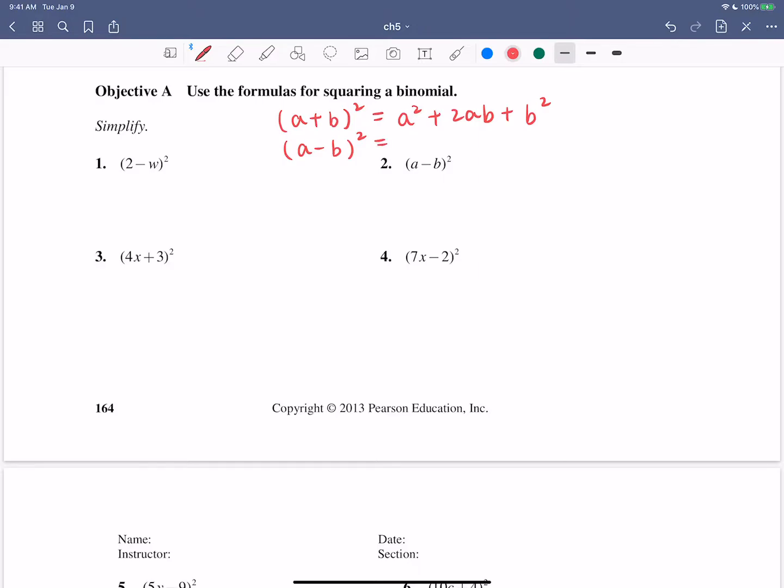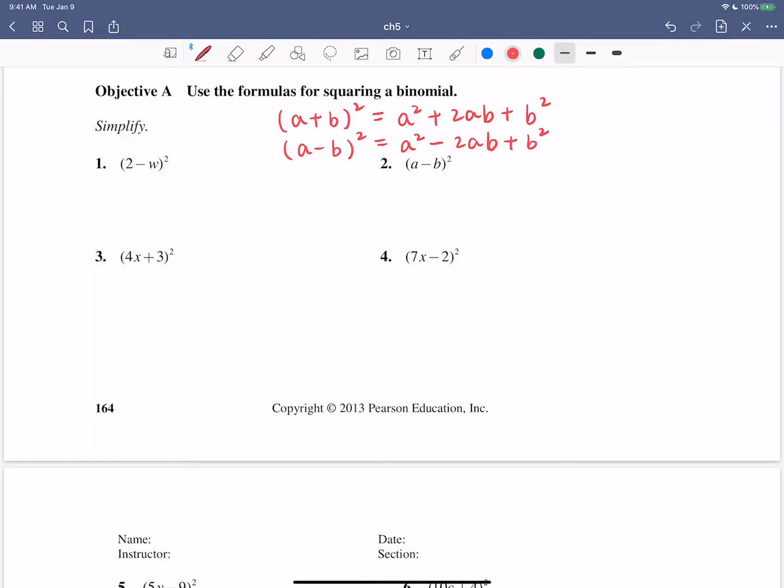So if that's the case, it's the same thing, right? We square the first term, which is a squared, and then you double the product. Since the second term is negative, the product will also be negative. Therefore, it's negative 2ab. And then square the second term. The second term is negative b. If you square that, it's going to become positive b squared.